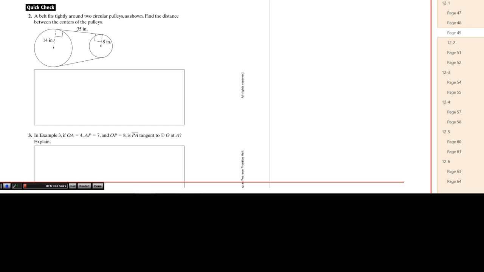So, last page. We have a belt fitting tightly around two circular pulleys. Find the distance between the centers. Didn't we just do this? What did we draw first? What was the first part that we needed for this? The midpoint.